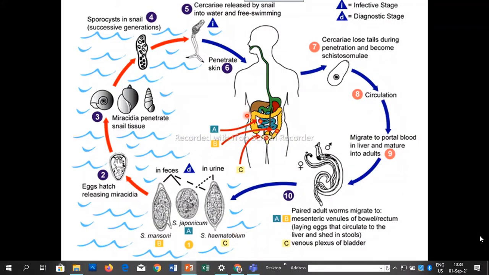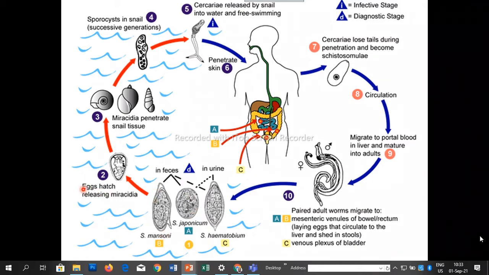So, how does infection occur? A human being can eliminate eggs through urine or through stool. Urine for Schistosoma haematobium, this one with a terminal spine. You can see this one. This is the terminal spine. This is the lateral spine. Those are characteristic for eggs of Schistosoma. So through urine you can have haematobium, through stool you can have japonicum, mansoni, and even intercalatum.